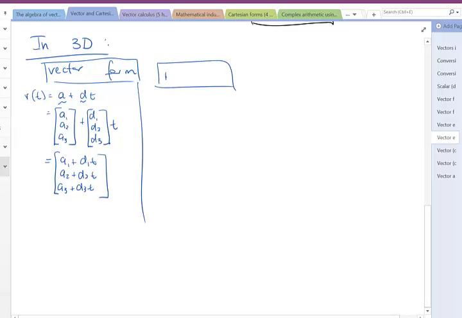To look at parametric form, we will now have an x, a y, and a z equation. So x is going to be a1 plus d1t. y will be a2 plus d2t. And z is going to be a3 plus d3t.